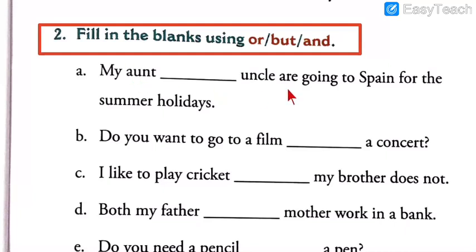My aunt dash uncle are going to Spain for the summer holidays. Think about what you can use best over here. Now you know what is the use of and, what is exactly the use of or, and when do we have to use but. Everything I have revised in this lecture itself. There should be no confusion now in your mind.